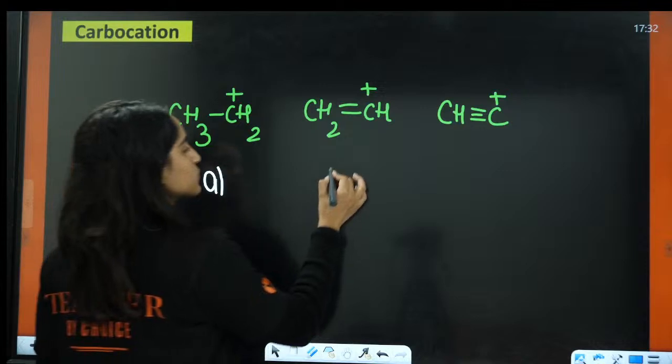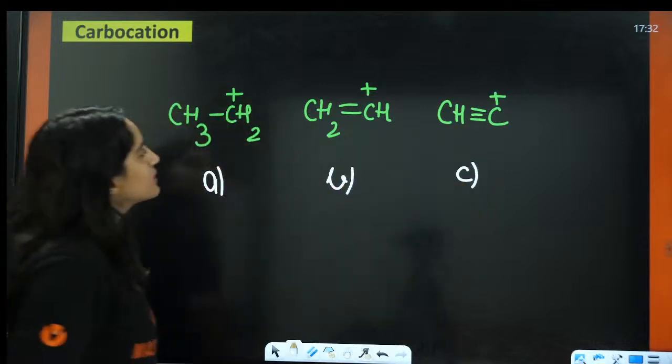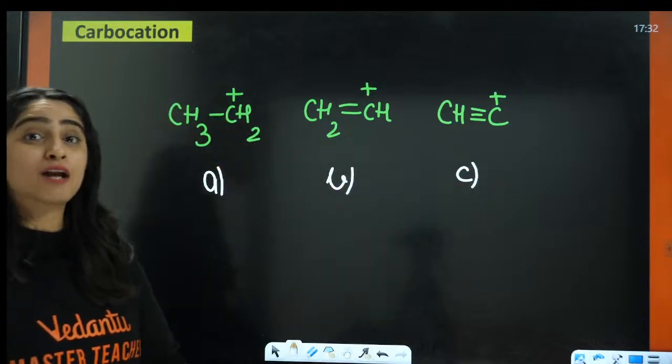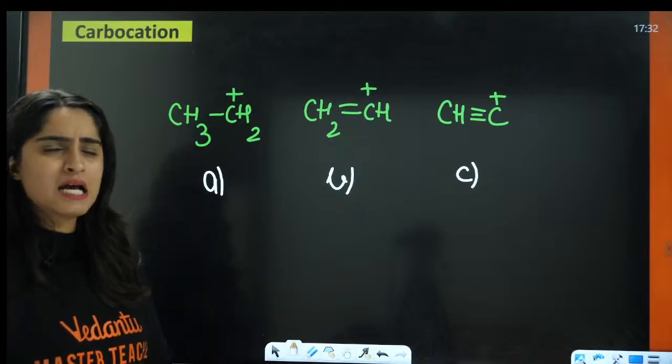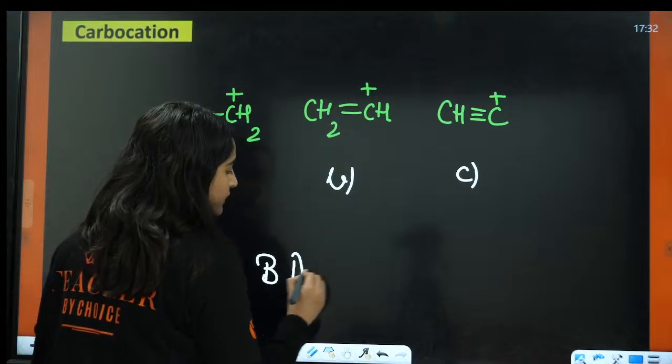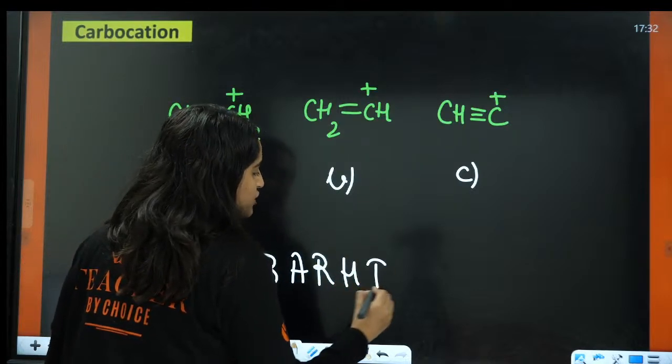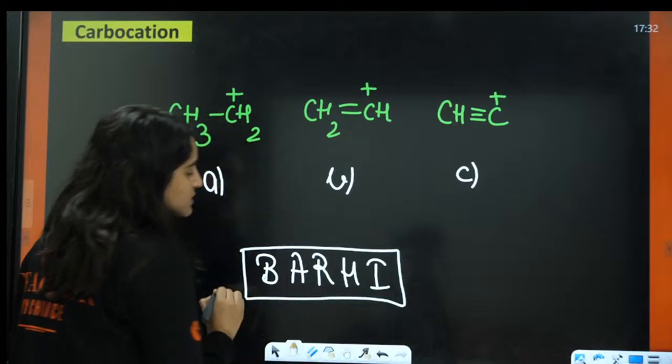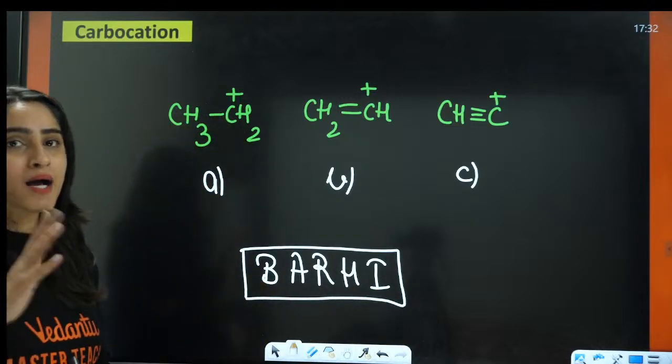Now next is this part. This is A, this is B, and this is C. Let us see how we calculate which is more stable here. The only thing you need to remember is the order of factors. So for this, just see, firstly you have back bonding.